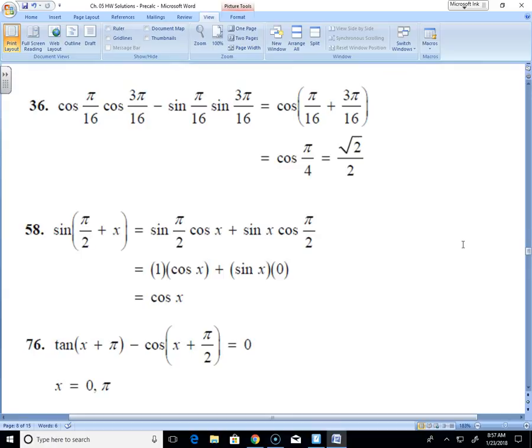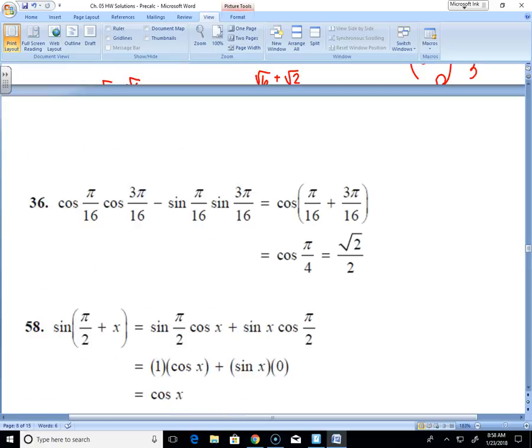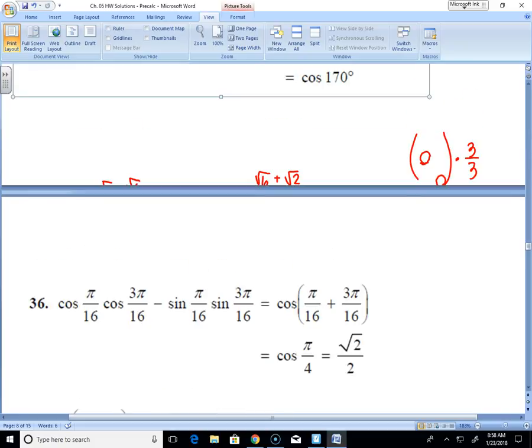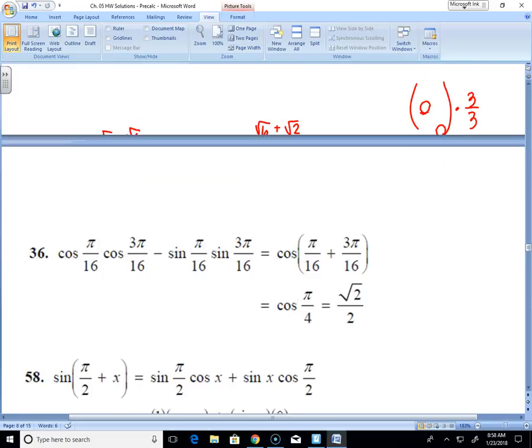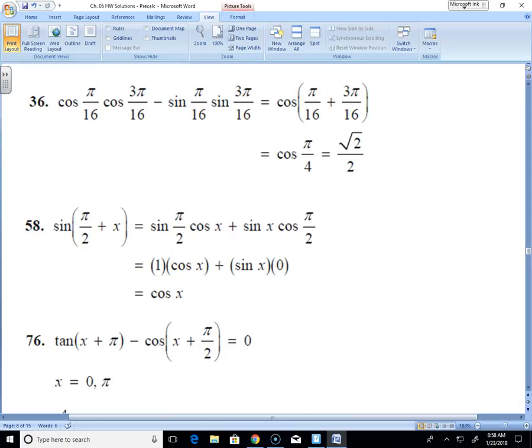Same thing with 36, go backwards. Cosine sine, that's a cosine one. And the signs change, so I put the plus, and I take the u, and I take the v, and add them together. 1 pi over 16 plus 3 pi over 16 is 4 pi over 16. The reason they answered this one was because it was unit circle. The reason they didn't answer the one up above is because 170 is not unit circle, so they stopped. Because they wanted the exact answer as best you could. This one I could keep going.